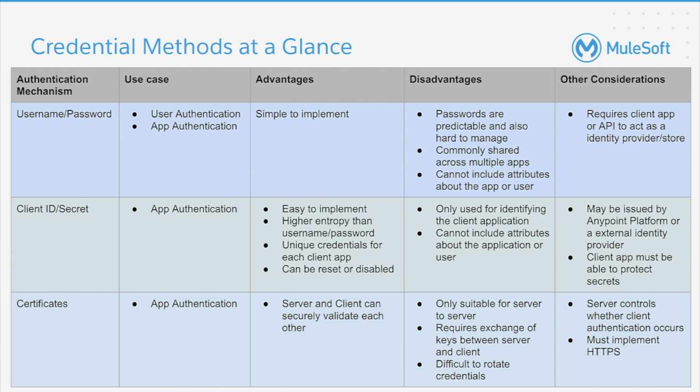The last mechanism is a mutual TLS certificate exchange. This is really useful for app authentication, and it allows the server and client to securely validate each other. It's important to remember this is only suitable for server-to-server interactions where you don't have a user context that's necessary, and it requires an exchange of keys between the server and client beforehand.